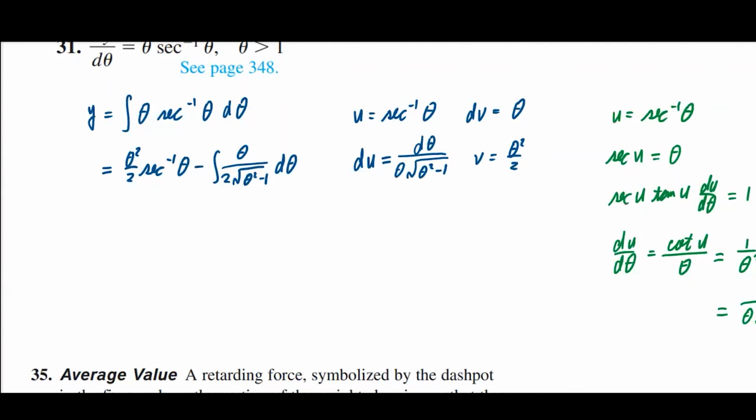Okay then. So next line, theta squared over 2 inverse secant of theta. Now, we still don't know how to integrate this. But do you see u and du? This is u and that's du, a derivative of something and the derivative of that something. Because having two terms here is ugly, isn't it? So you wish there's only one term.